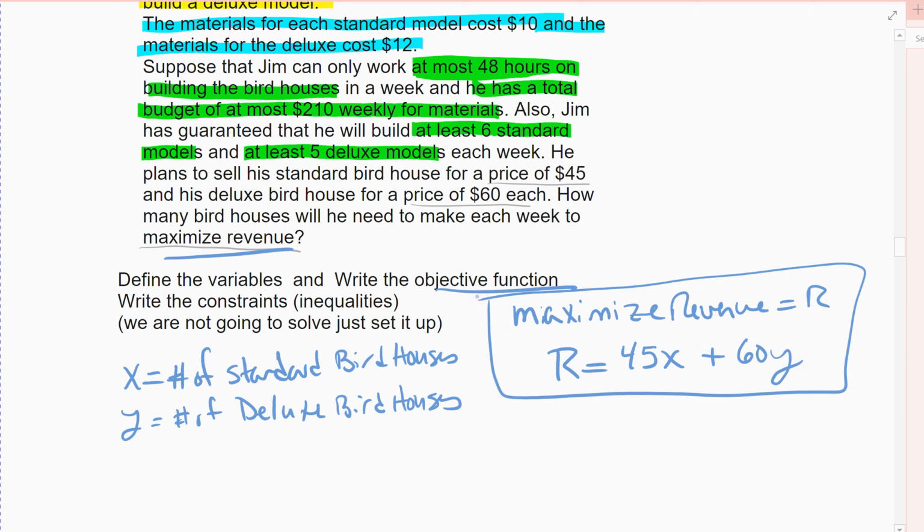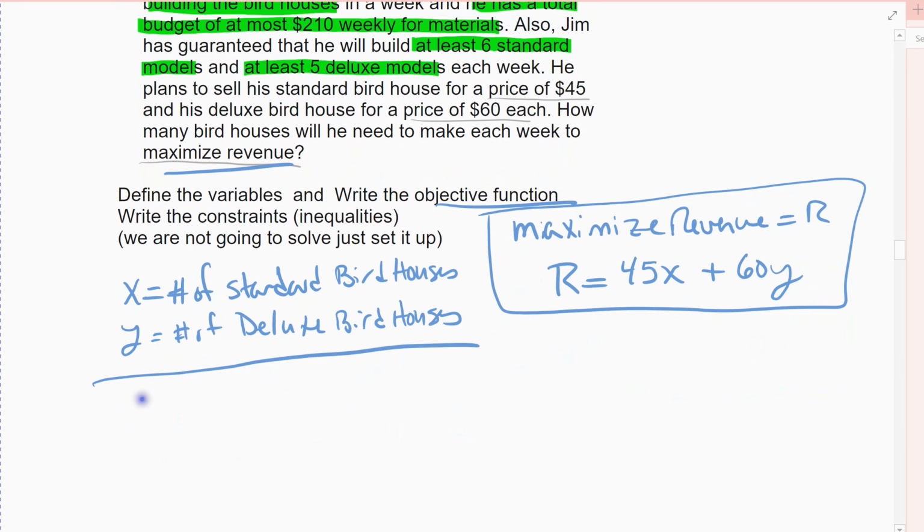Again, this one's just setting up, but there's the setup. That is what we want to optimize. We want to maximize revenue generated from the sale of birdhouses. So that's the objective, which again is usually the easier of the two. Now the constraints, the inequalities.